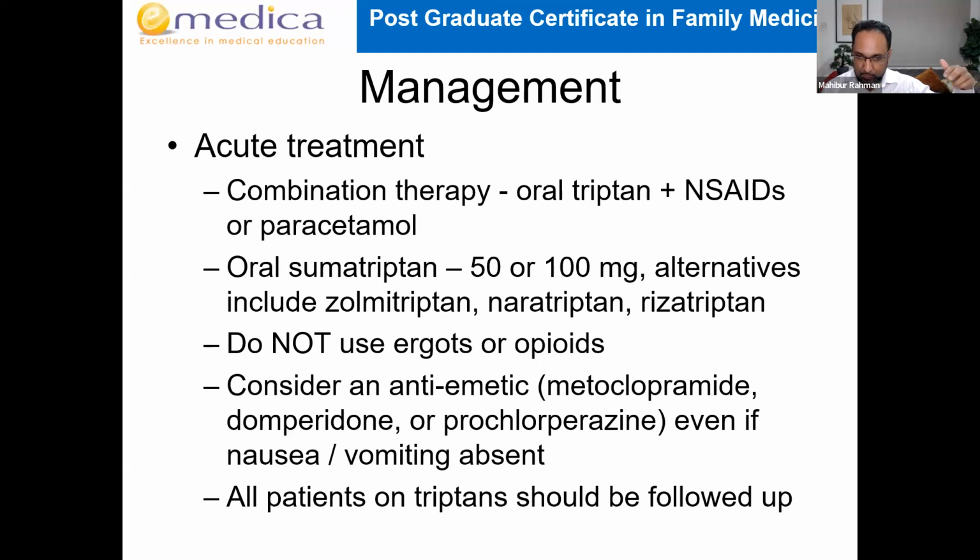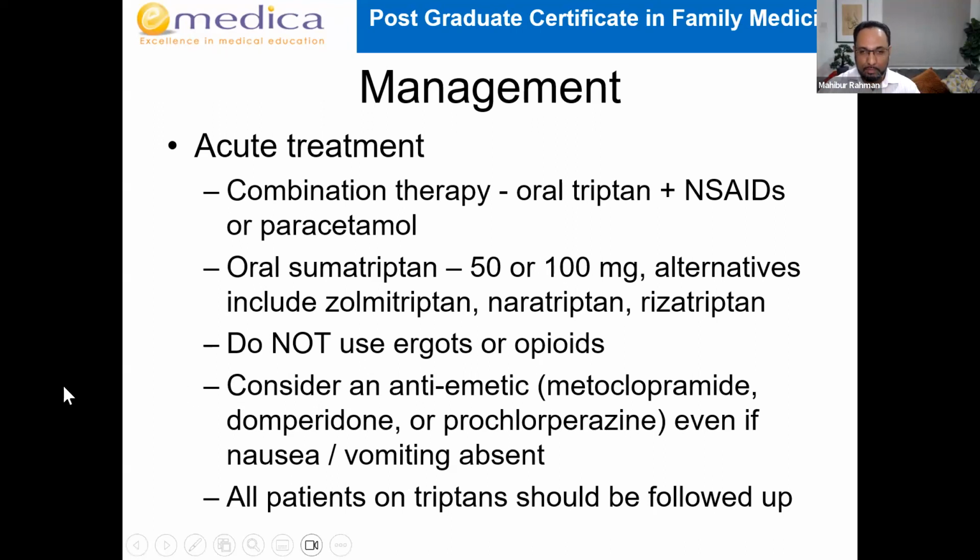In fact, in some cases, people get addicted to opioids, and then it can lead to medication overuse, where they're using so many painkillers so often that it actually triggers the pain sensors and causes the pain. Okay, so opioids aren't recommended in the management of migraine at all. Now, we should also consider an antiemetic. So metoclopramide, domperidone, prochlorperazine, even if they don't have nausea or vomiting, it can still help. It can sometimes help prevent it coming on.